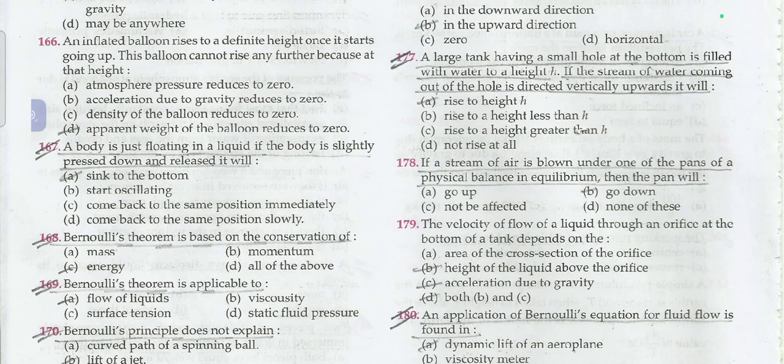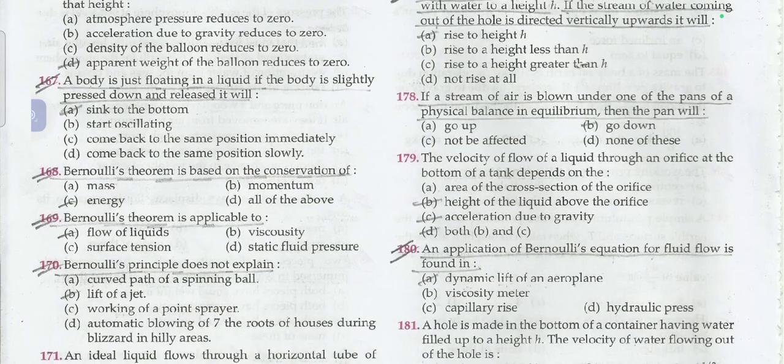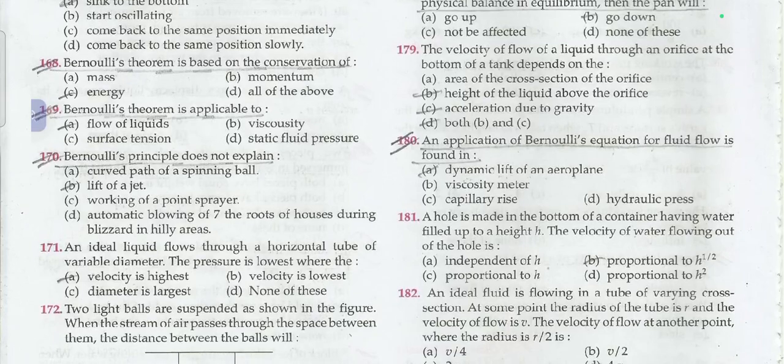If a stream of air is blown under one of the pans of a physical balance in equilibrium, then the pan will go down. The velocity of flow of liquid through an orifice at the bottom of a tank depends on the height of the liquid above the orifice.